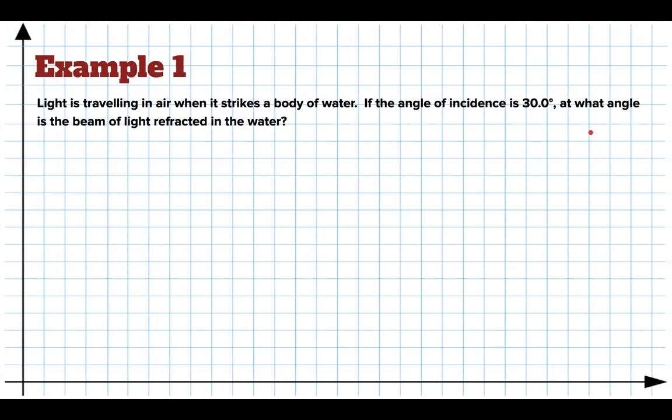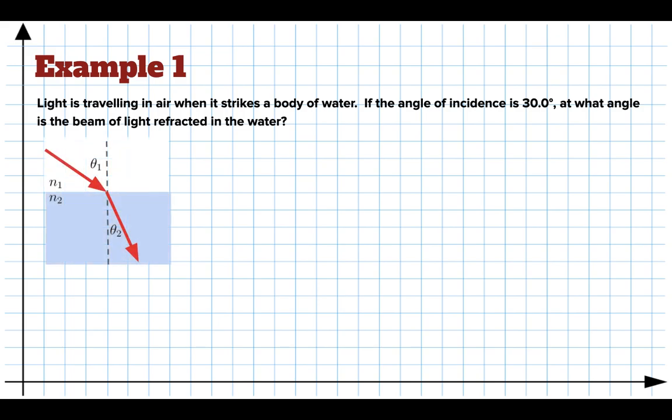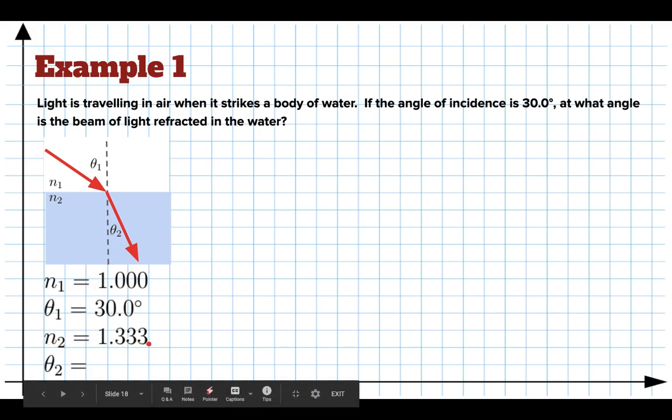So our problem is going to look like this. This is the same problem without the table. We're going to draw a little diagram. This is the incident ray. This is the refracted ray. We know it's originally traveling in air, so n1 is going to be 1. And we know that the angle of incidence was 30 degrees. We know it then passes into water, where n2 is 1.333, which we looked up in the table. And we're trying to find theta 2. What angle will this be refracted at?